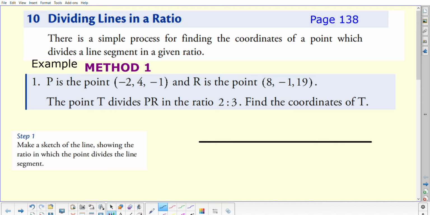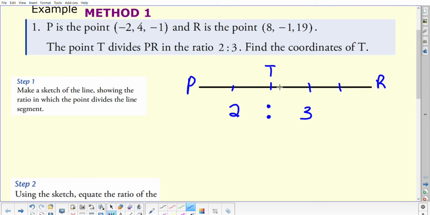So if we mark down the point P at one end of the line and our point R at the other end, then we've got this point T, part of the way along the line, 2 bits along the line, and then 3 bits here. It's splitting up the line in the ratio of 2 to 3. So that's step 1, and my advice is just to draw a line, put your points at either end, and get your point. It's not in the middle, notice, because it's 2 parts to 3 parts.